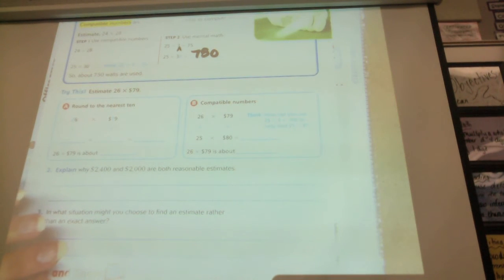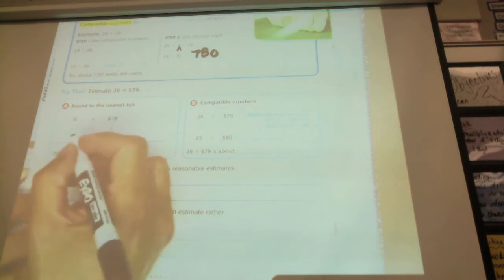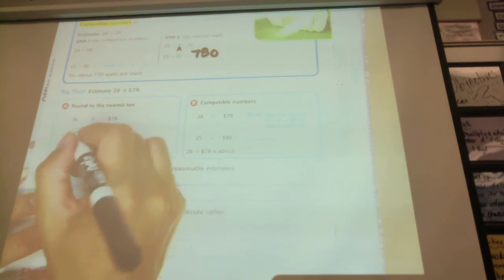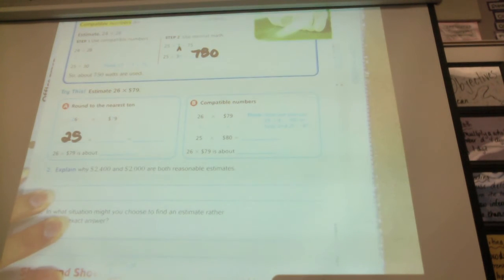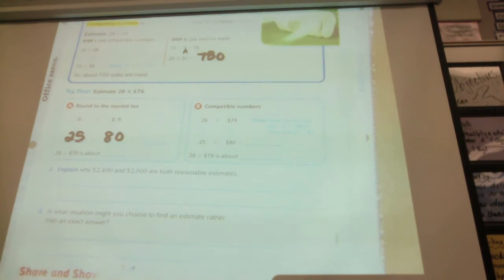All right. Round to the near, okay, so estimate 26 times $79. What do you think we should round 26 to? 35. Let's try 25 because it's so close to 25. Okay. What would 79 round to? 80. Okay. Now here's one of those compatible friendly numbers, we're going to call it. We have 25 times 8.